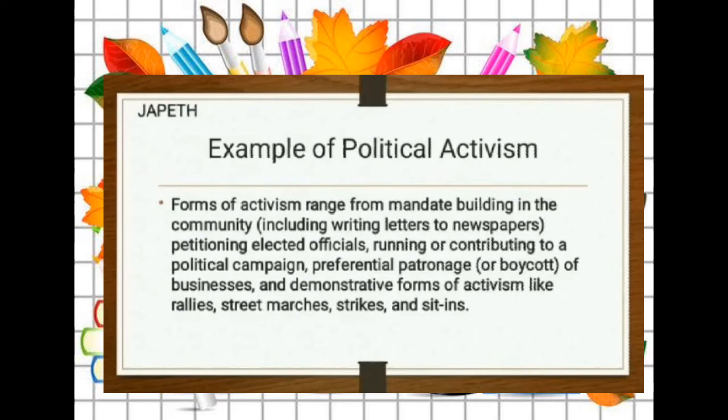Forms of activism range from mandate building in the community, including writing letters to newspapers, petitioning elected officials, running or contributing to a political campaign, preferential patronage or boycott of businesses, and demonstrative forms of activism like rallies, street marches, strikes, and sit-ins.